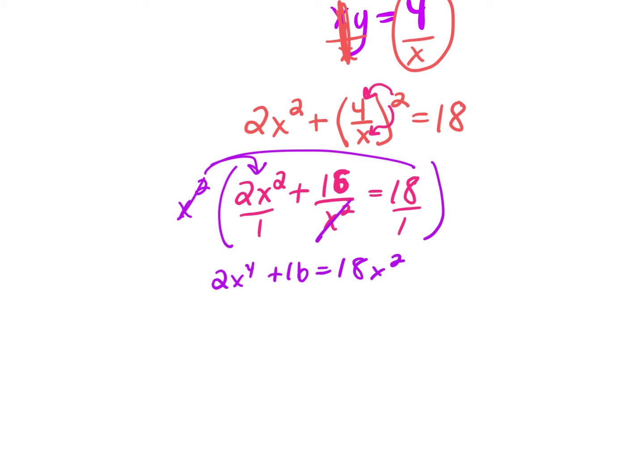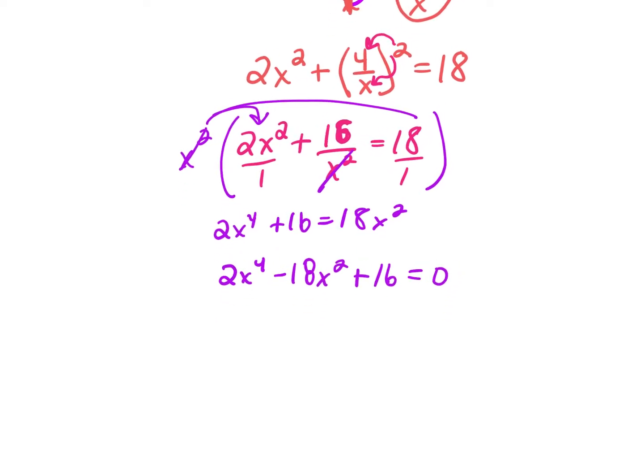What do I do now with that 18? Move it over, good. So I have 2x to the fourth minus 18x squared plus 16 equals 0. This is a tough problem, I know that. Okay, we got to factor this.